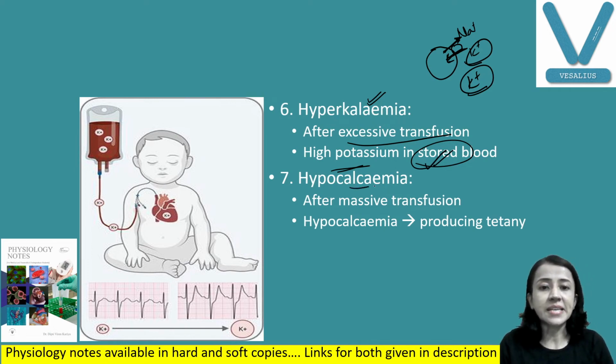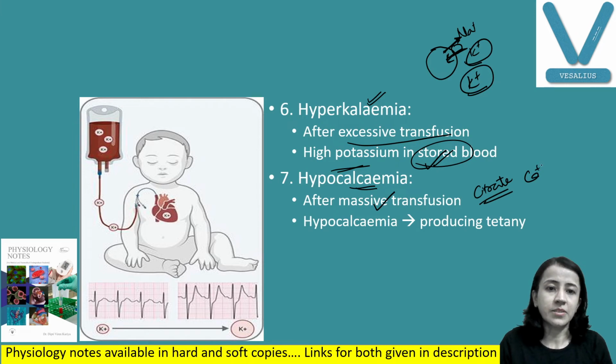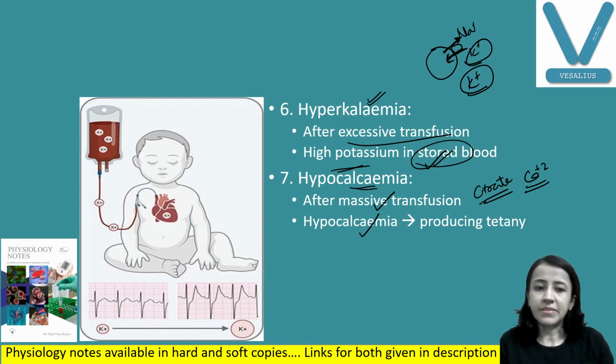Then hypocalcemia, this is also found after massive transfusion. What is the reason for hypocalcemia? Because of the citrated blood, because citrate chelates calcium ions. And because of hypocalcemia, signs of tetany may develop.